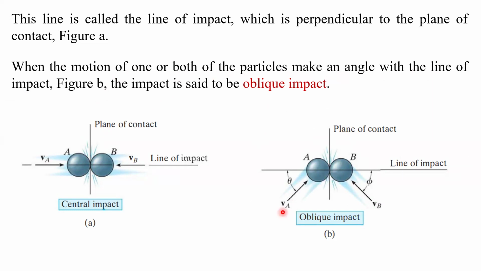So object B could be coming from the left on the x-axis, and then A coming from an angle to hit it. Or the two of them can be coming from different angles.